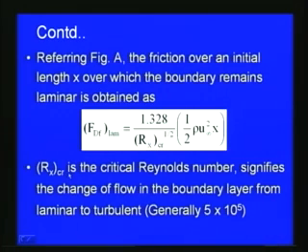So, here the Rx critical is the critical Reynolds number, which signifies the change of flow in the boundary layer from laminar to turbulent. Whenever the Reynolds number reaches this critical location, the transition starts from laminar to turbulent. Various experiments conducted by researchers show that this critical Reynolds number can be 5 into 10 to the power 5 for problems like this flat plate. The critical Reynolds number where this transition starts is 5 into 10 to the power 5.